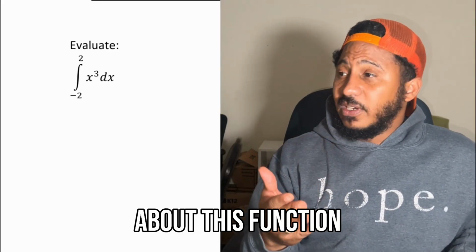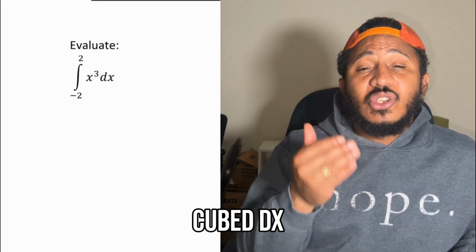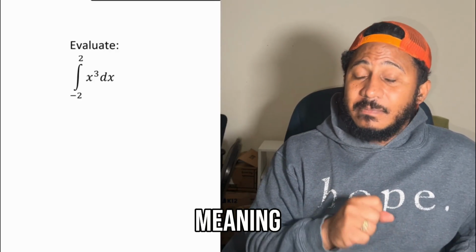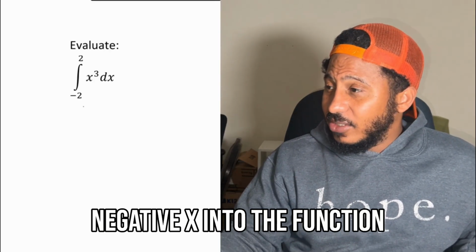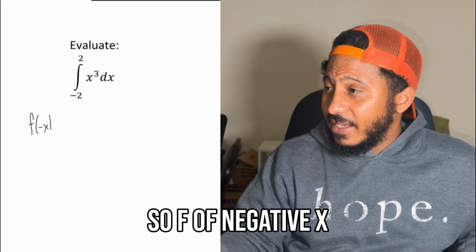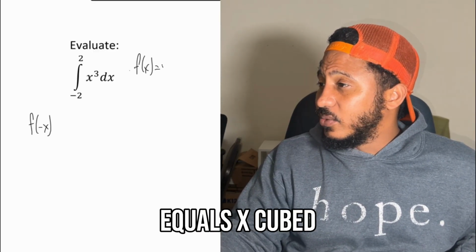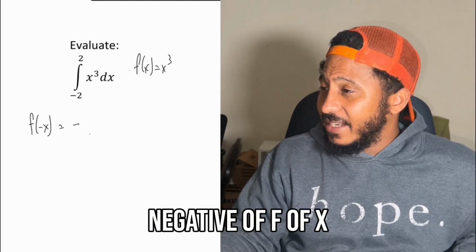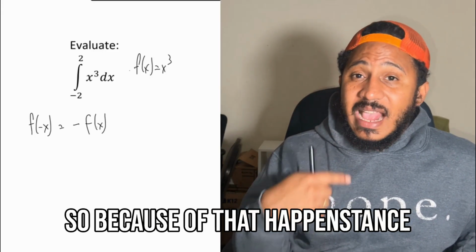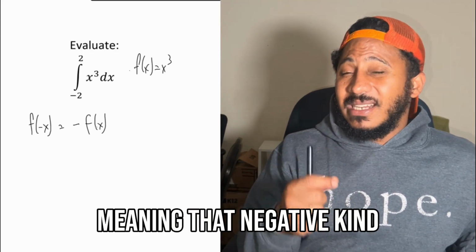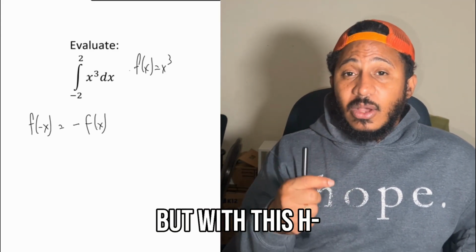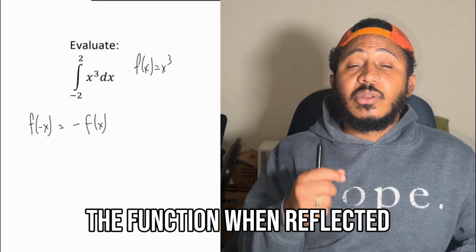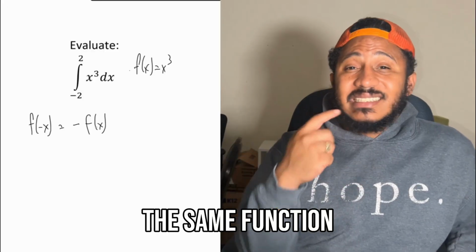Something we note about this function: we're saying evaluate the integral from -2 to 2 of x cubed dx. The function x cubed is what we call an odd function, meaning if I plug in negative x into the function, so let's say f of x equals x cubed, then f of negative x happens to be the same as negative of f of x. Because of that, we call this an odd function, meaning that the negative pulls out in front. What this means is that the function when reflected about the origin is the same function.